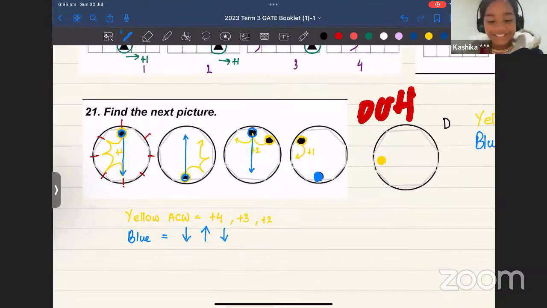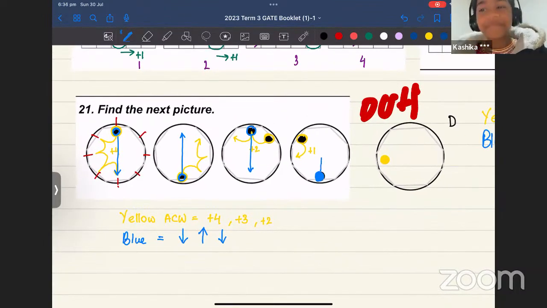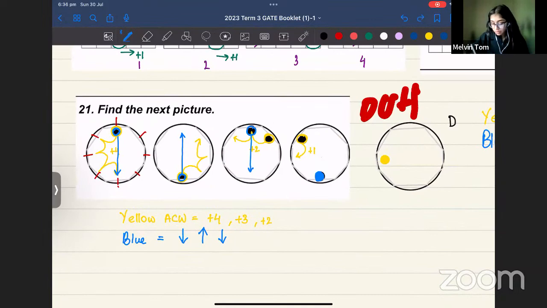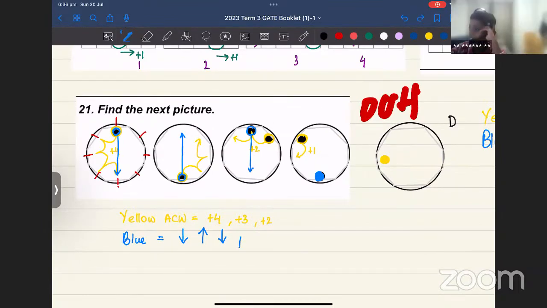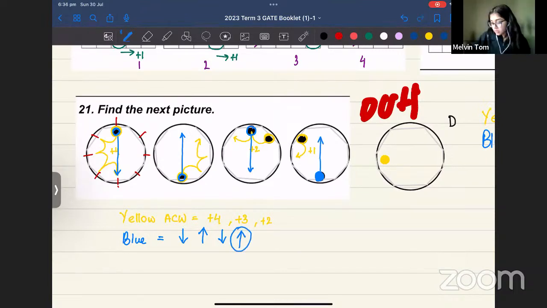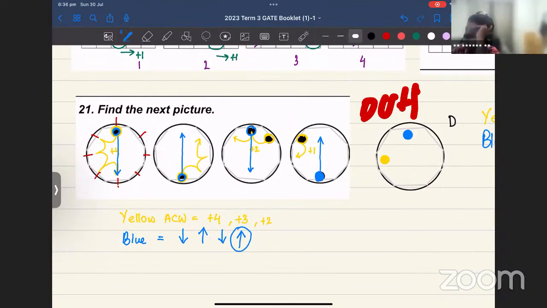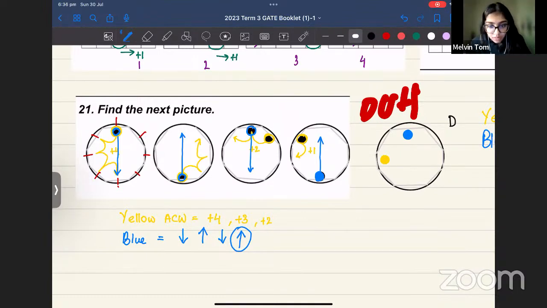So what's next? It's down, up, down, up, up, and down. Your blue dot would be right there. Down, up, down, up, down. Yes, that is your question 21.